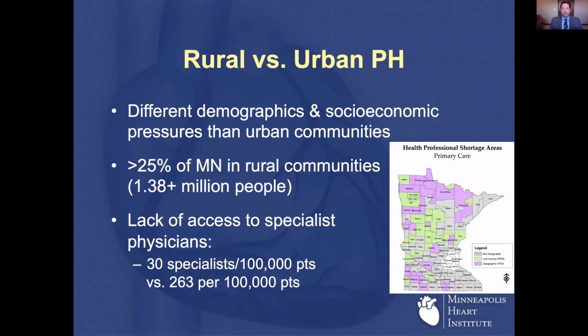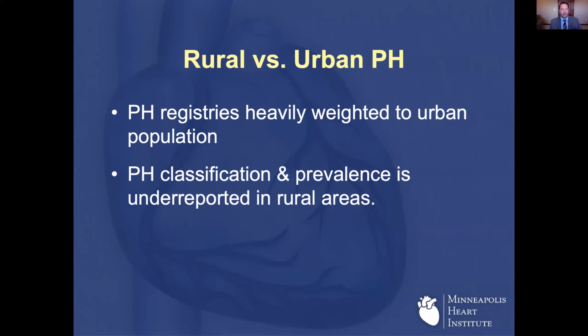But different demographic and socioeconomic pressures affect rural communities versus urban communities. About 1.4 million Minnesotans live in rural areas, including in the area where I serve. And then there's a lack of access to specialist physicians, with about 30 specialists per 100,000 patients in rural communities versus about 263 specialists per 100,000 patients in urban areas.